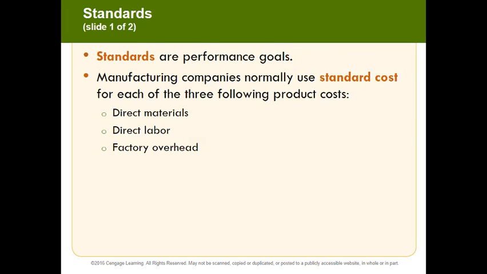So, standards. These are your basic performance goals. Manufacturing companies often use standard costs for a variety of different elements of manufacturing. That's our direct materials, our direct labor, and our factory overhead. We discussed, and I used the word standards a little bit when I was talking about budgeting. Now we're going to build on that for you.